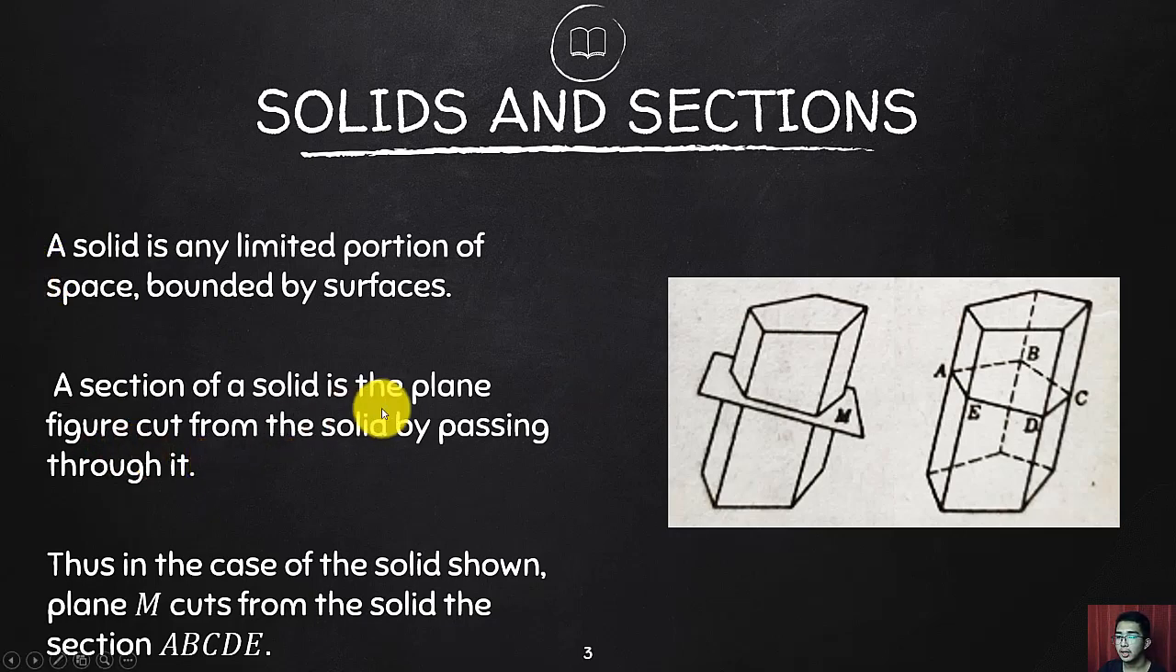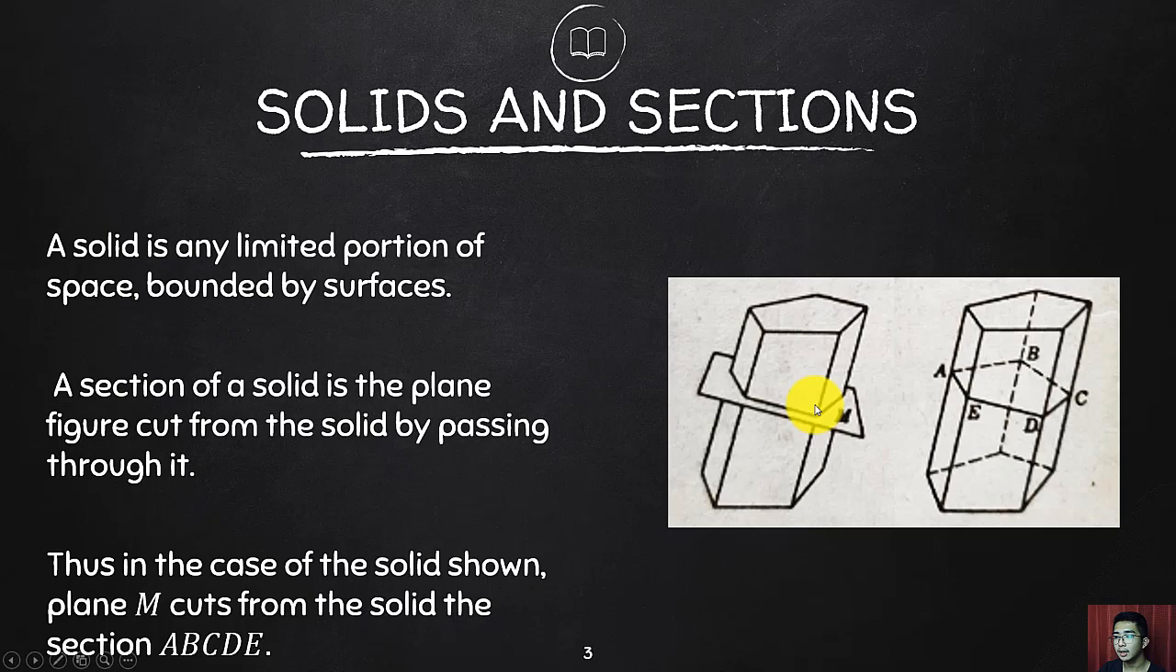A section of a solid is the plane figure cut from the solid by passing a plane through it. If you pass a plane through a solid, you create a plane figure, which was the topic from our last unit. Thus, in the case of the solid shown, plane M cuts from the solid the section A, B, C, D, E. That's how you relate solids.